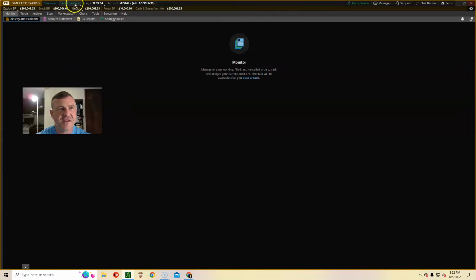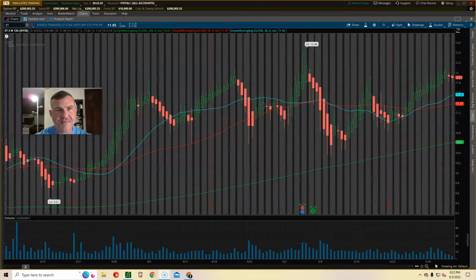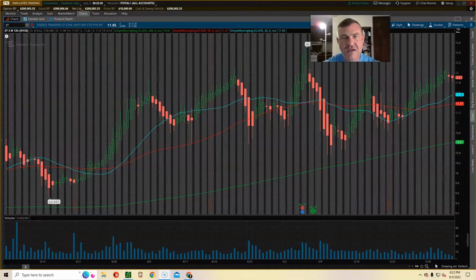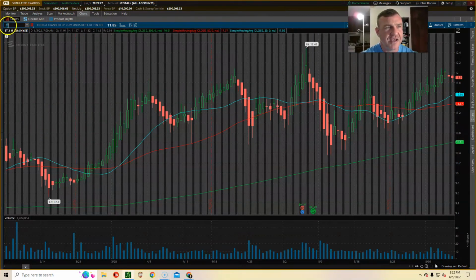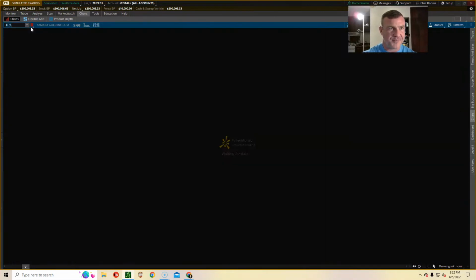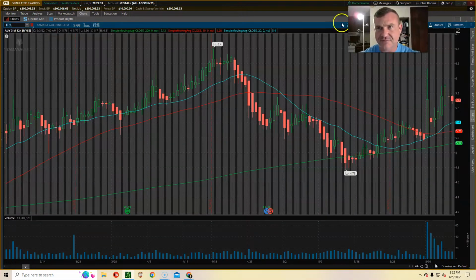This is my simulated trading account, paper trading account. These numbers are pretty much irrelevant because it's all fake money, so don't be impressed by any of these numbers. So what we're going to do, the first stock we're going to look at, we'll look at the chart of it. And we are going to look at ticker symbol AUY.